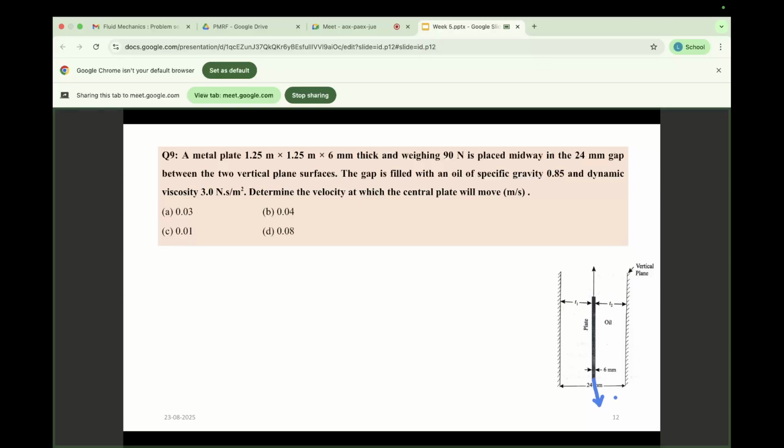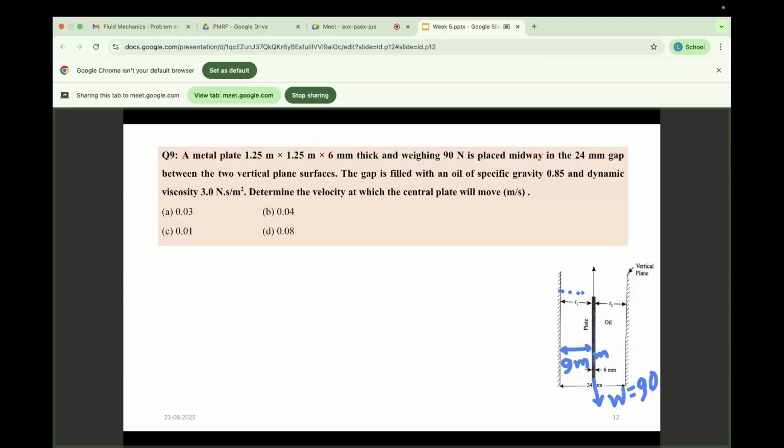That means its weight is given. This W is given as 90. Okay, that is given here. And also its 25 distance is given and 6. What is the distance between this end to this end? This is 9 mm. Okay, so after this it is clear.